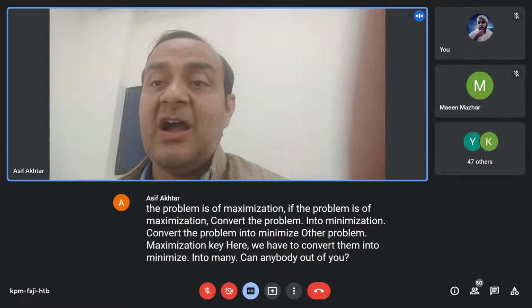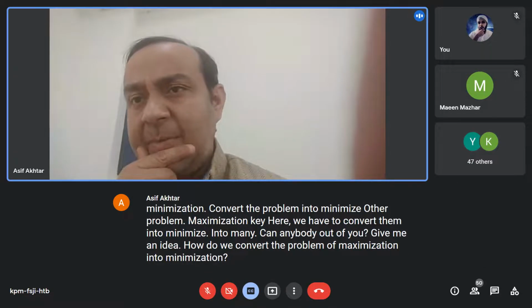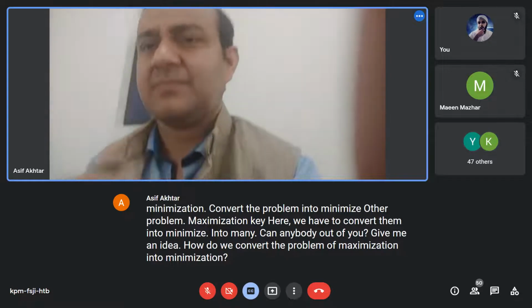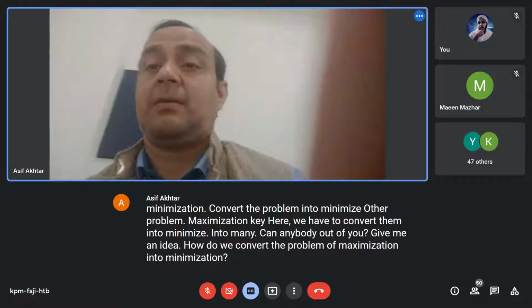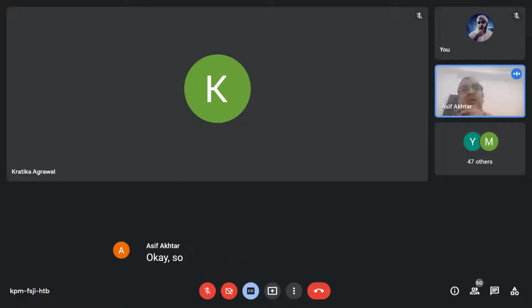Can anybody out of you give me an idea how do we convert the problem of maximization into minimization? कभी मैंने डिस्कस किया आपसे ये? नहीं सर. Okay.